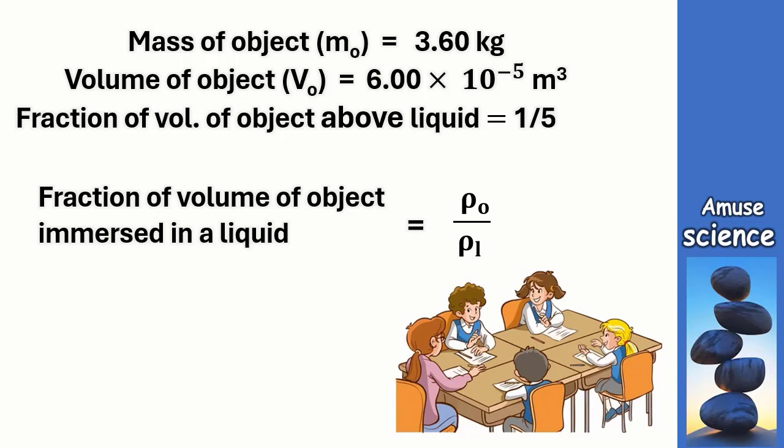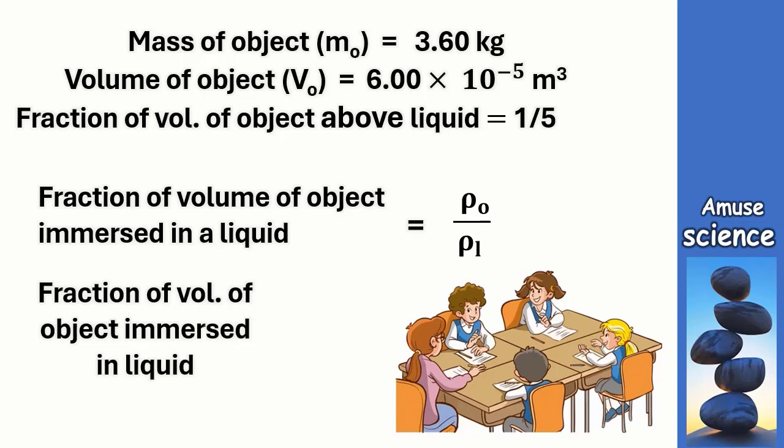Also, since the fraction of the volume of the object above the liquid is given, we can easily find the fraction of the volume of the object immersed in the liquid by subtracting the 1/5 from the total fraction, which is 1. So the fraction of the volume of the object immersed in the liquid is equal to 1 minus 1/5, which is going to give us 4/5.